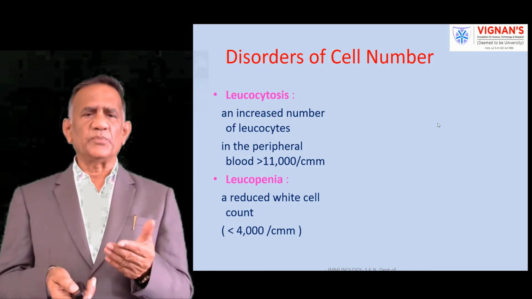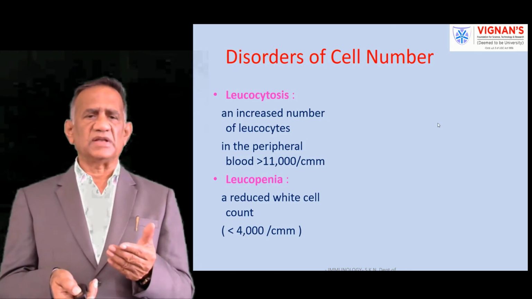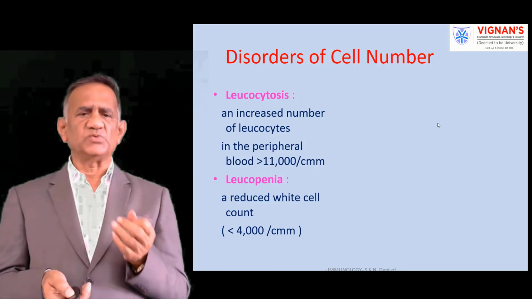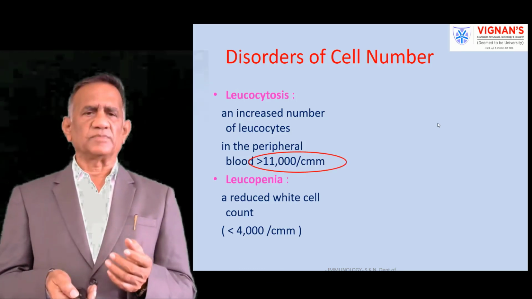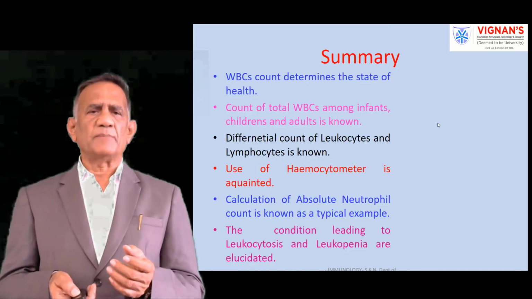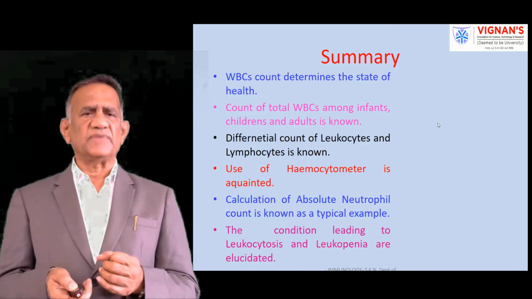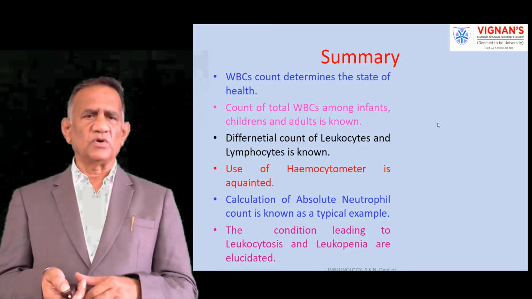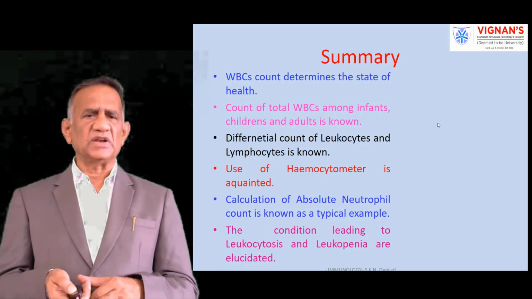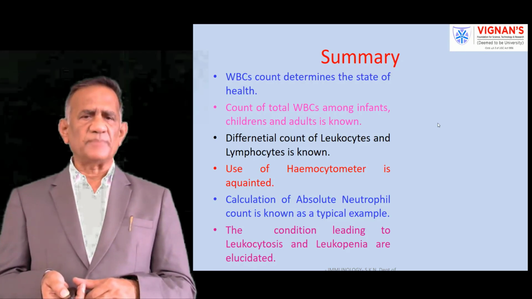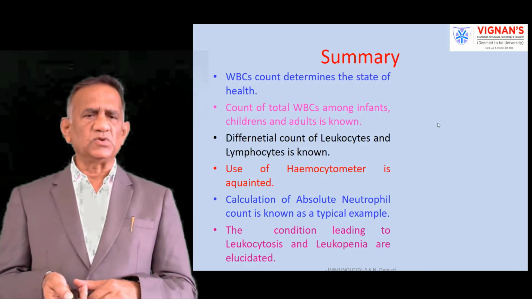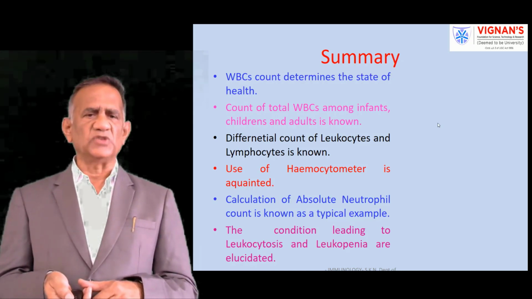Then the next one is leukopenia, where there is a reduction in white blood cells. Sometimes infection causes a reduction in the number, as we see in the case of COVID-19. So the WBC count determines the state of health. The count of total WBCs among infants, children, and adults is known. The differential count of leukocytes and lymphocytes is known. The use of hemocytometry is acquainted. The calculation of absolute neutrophil count is known as a typical example. The conditions leading to leukocytosis and leukopenia are elucidated.